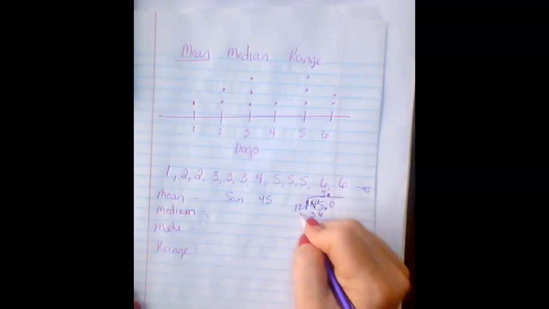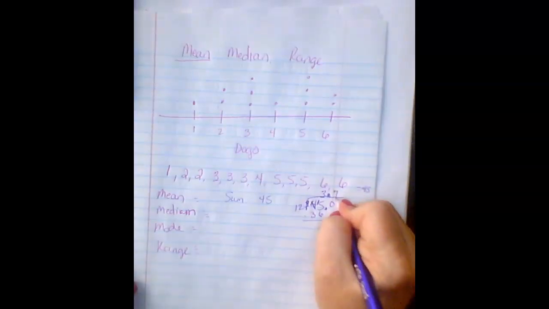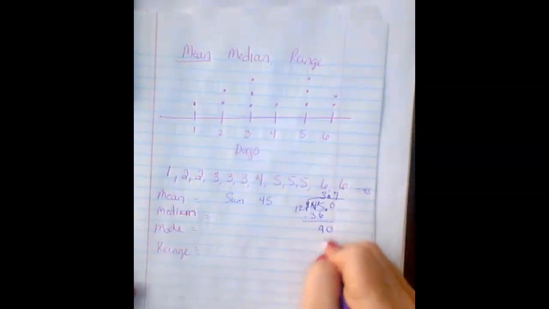Add a decimal, add a 0. Bring the decimal up. 12 will go into 90 7 times. 7 times 12 is 84. 90 minus 84 is 6. Add another 0 on, bring it down, 12 goes into 60, 5 times. So my mean is 3.75.